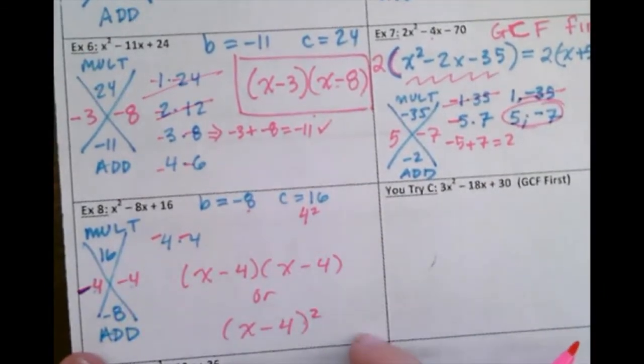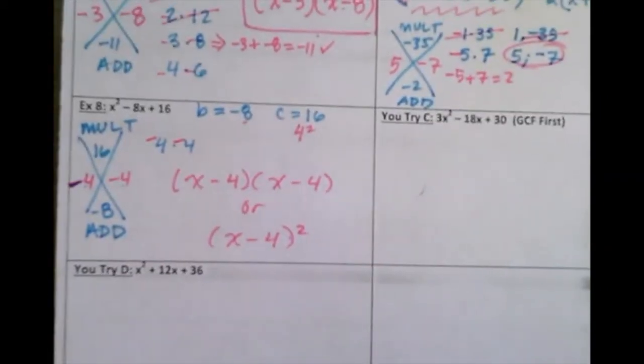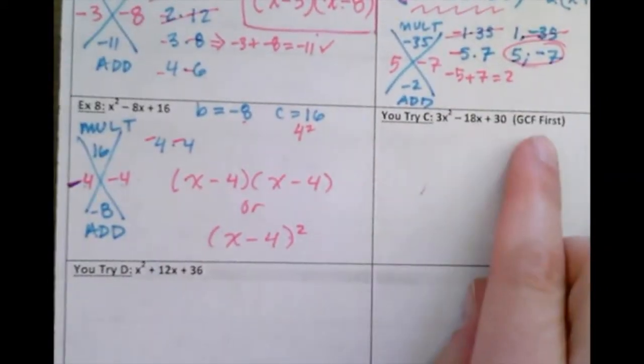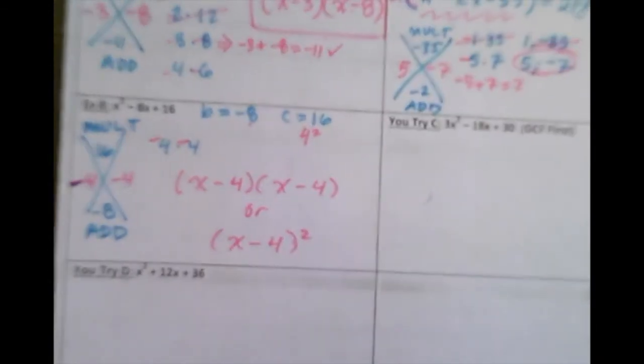These two are equivalent. Okay, so do the best that you can on these U-tries. This first one, C, there is a GCF to take out before you do the X method, so make sure you do that first. And then you also have D down here.